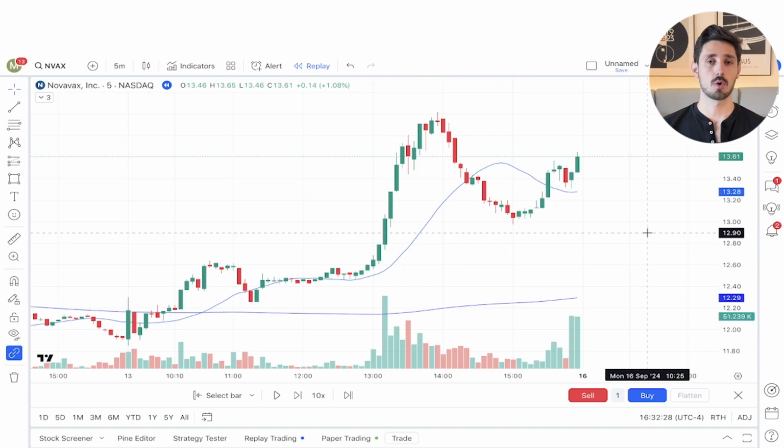The next example we're going to look at is NVAX on September 13th. And I specifically remember this setup because it was such a beautiful opportunity. And I actually took this trade and ended up walking away with some pretty nice profit.